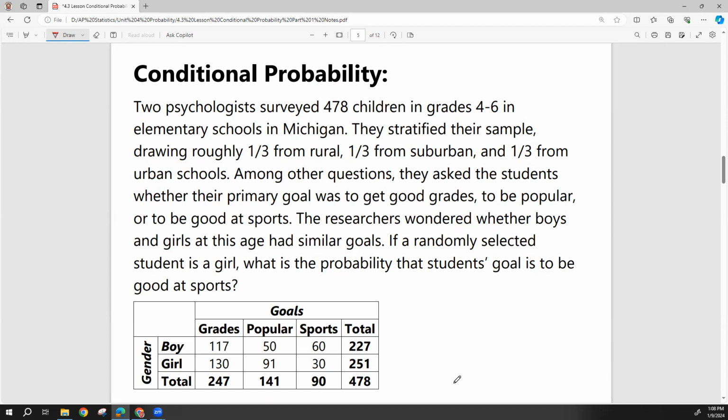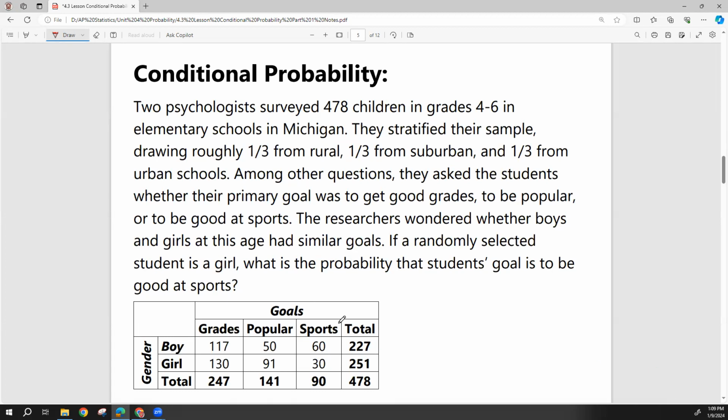So here we have some students in elementary school, and they were asked, what's the most important goal or thing for you to take away from school? Is it to have good grades, be popular, or be good in sports? And so we asked some boys and some girls, and they did a stratified sample, making sure they asked students from different areas. And so the results are in this table down here.